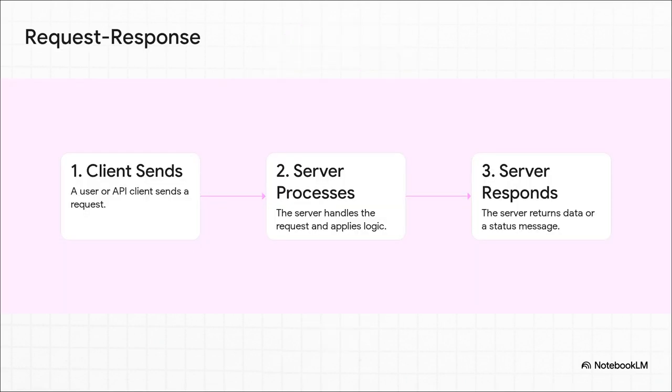At its heart, this whole conversation follows a really simple three-step rhythm. First, your browser, that's the client, sends a request. Second, the server gets that request and figures out, okay, what do they want me to do? And third, the server sends a response back. That's it. Request, process, respond. This is the fundamental cycle that powers pretty much everything you do online.